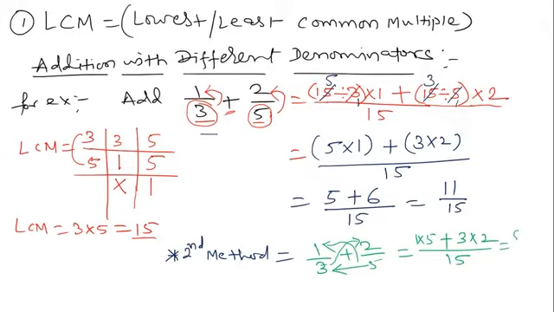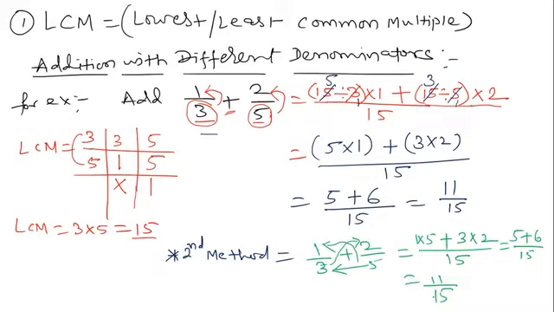We got here 5 plus 6 divided by 15. That is 5 ones are 5, 3 twos are 6. So 11 divided by 15. In this way, we can easily find the addition of these two fractions. But what is the basic condition? These two denominators are not present in each other's table. That means these are not the factors of each other. Then and only then can we use this method. Otherwise, you have to find the LCM and then add these fractions.